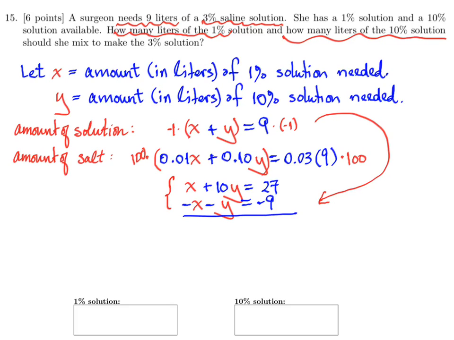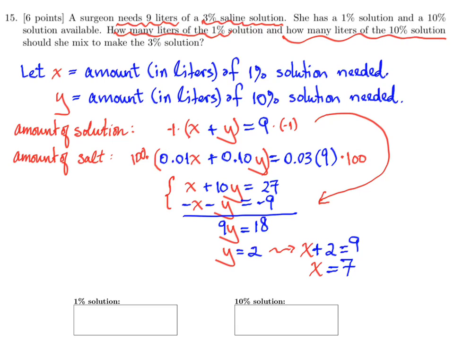And all I need to do is add those 2 equations together. So X plus negative X is nothing. 10Y minus Y is 9Y, and 27 minus 9 is 18. And all we have to do now is divide both sides by 9, and we get Y equals 2. And then we take that Y and plug it into one of the equations to get X. So I'm going to plug it into the simpler equation, X plus Y equals 9, so X plus 2 equals 9, which tells us, if I subtract 2 from both sides, that X equals 7.